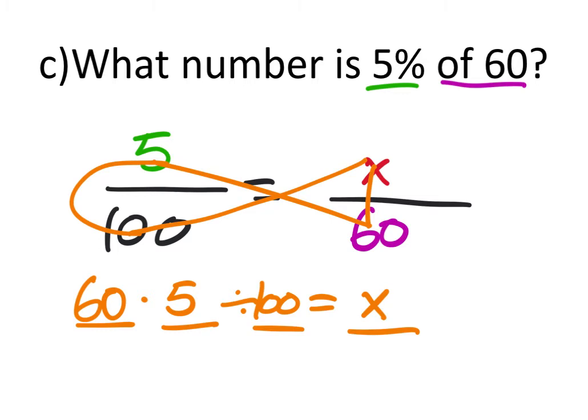And I'll just type this into the calculator. 60 times 5, divided by 100. Boom, 3. So this tells us that x equals 3. So 3 would be 5% of 60. And you can double check this. 3 divided by 60, what does that give us? 0.05, which is also 5%.